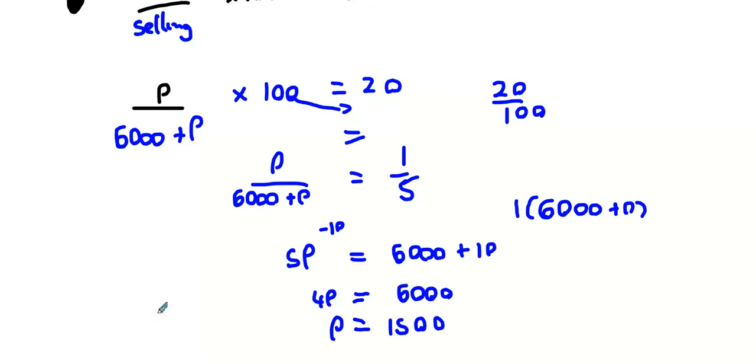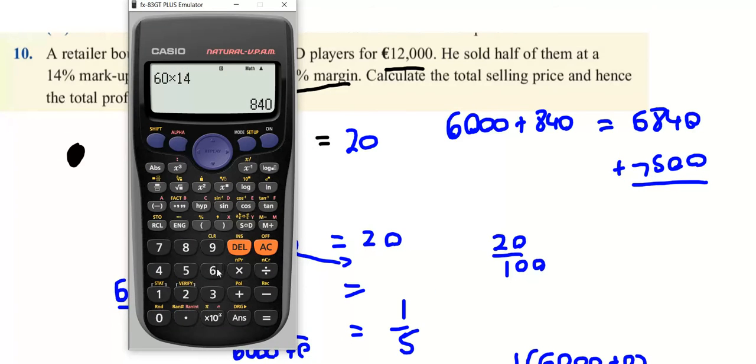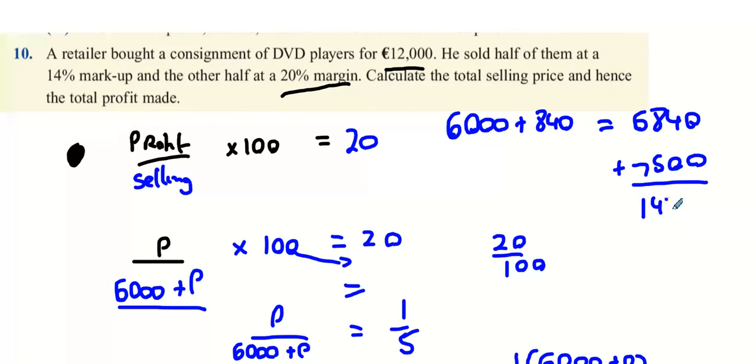Our 1,500 is our profit, so this means we sold it for 7,500 because you have to add it on to the P. So we're going to add both of these together, 6,840 and 7,500. That equals 14,340. The total cost is 12,000. Take away your 12,000 and you get 2,340 profit. That's how much profit you made.